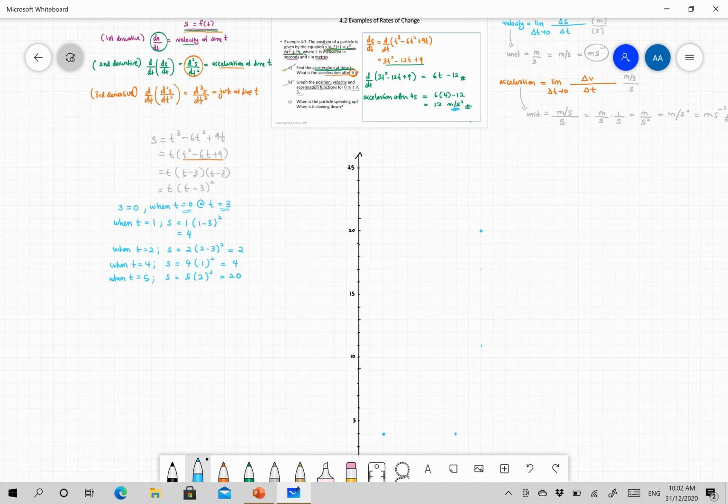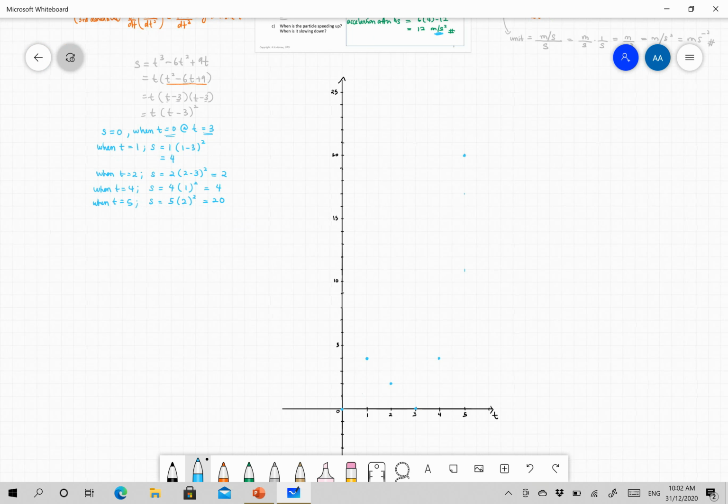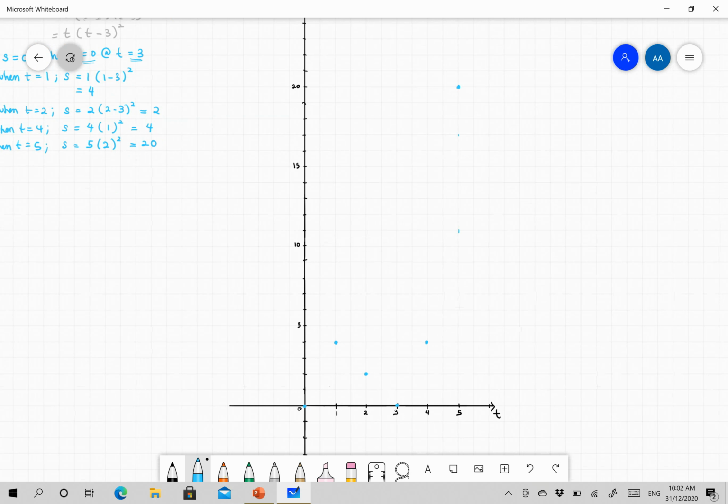So here we go. Our job is to connect the dots with a smooth curve, which may look like this. So this is going to be a smooth curve.